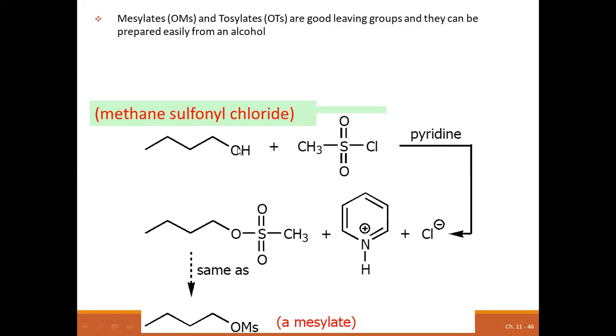Your oxygen can attack your sulfur here. When it attacks the sulfur, one of the double bonds will be converted to an oxygen with a negative charge. Then it forms a bond again, the O here with the sulfur. It's the O that will attack here.